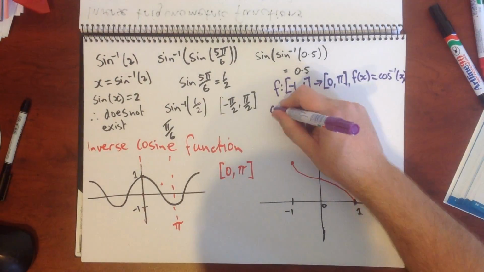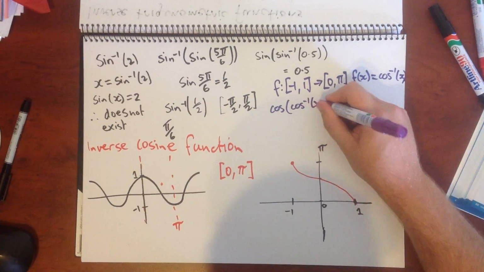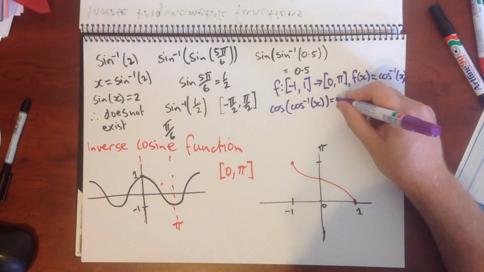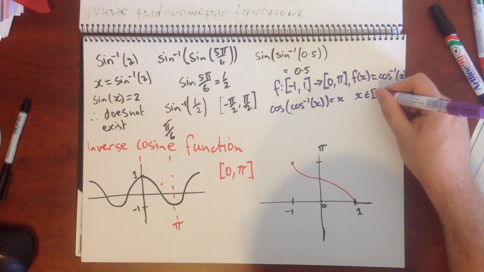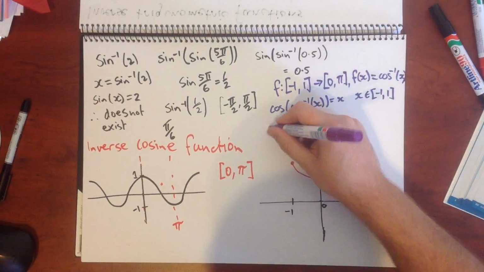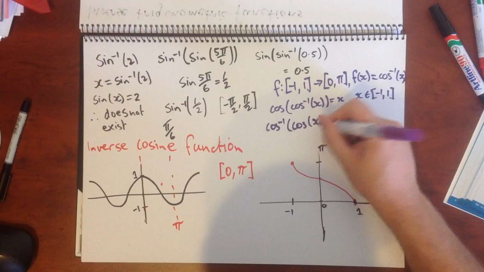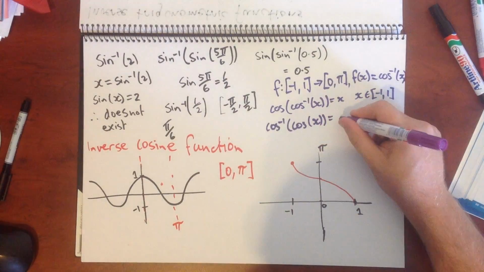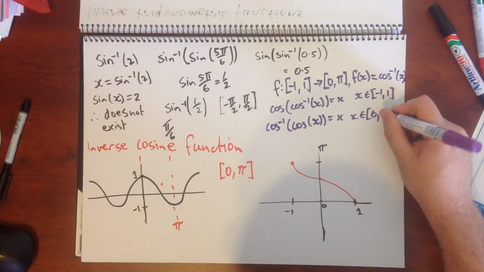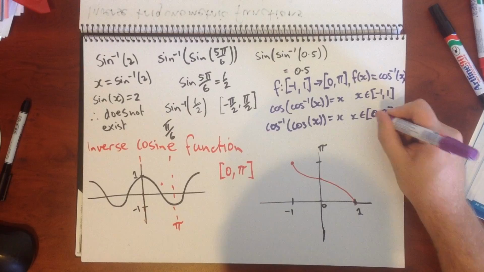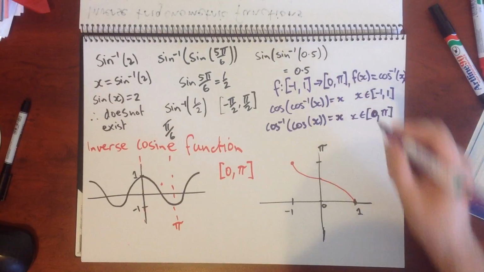And again, if we look at taking cos of the inverse cos of x, that equals x if x is an element of negative 1 to 1. And if we take the inverse cos of cos of x, that equals x when we're in the domain of 0 to pi. And that's all we need to do.